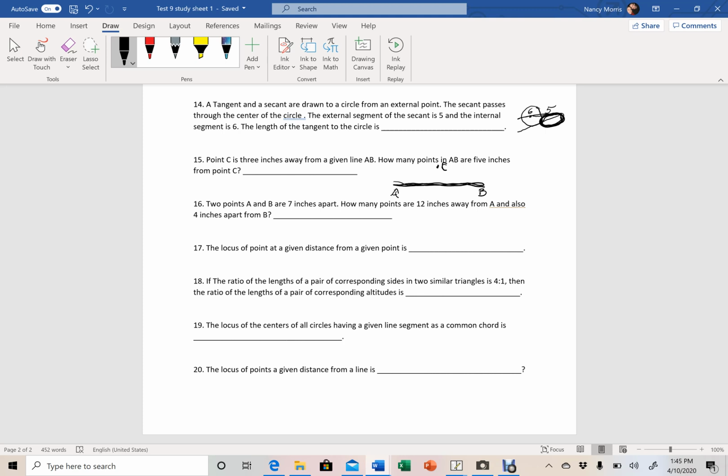Okay, number 20. The locus of points a given distance from a line is what? In other words, what is it creating? Okay, so draw that out if you need to, if that will help you.